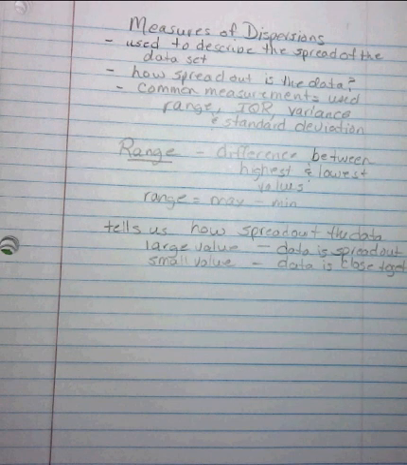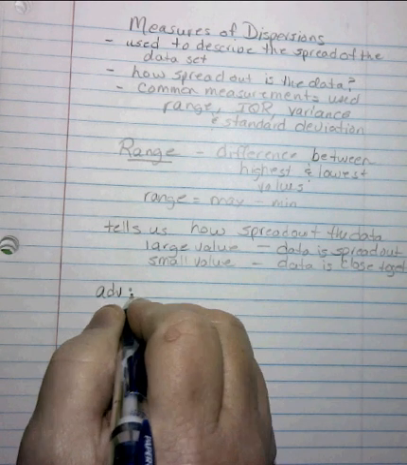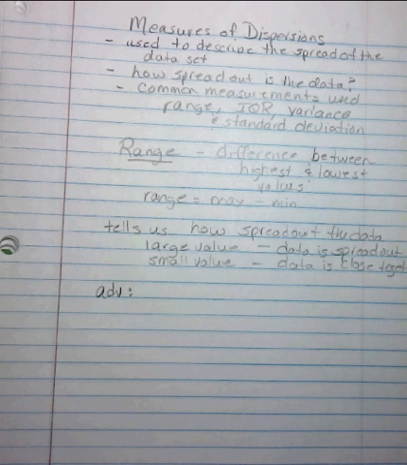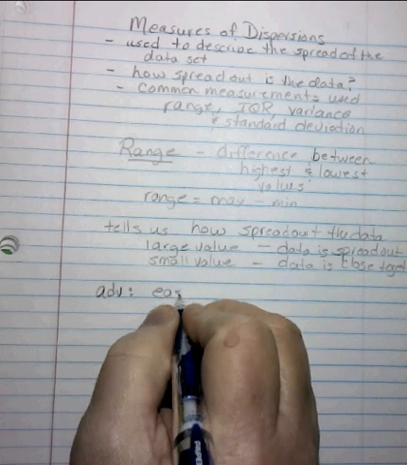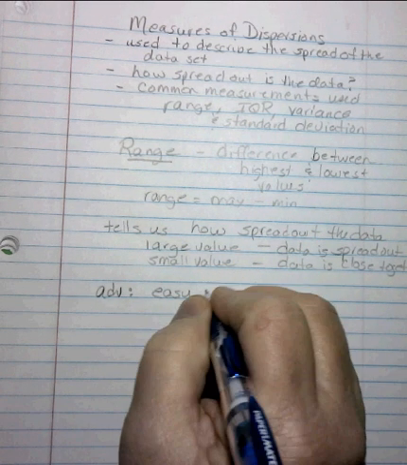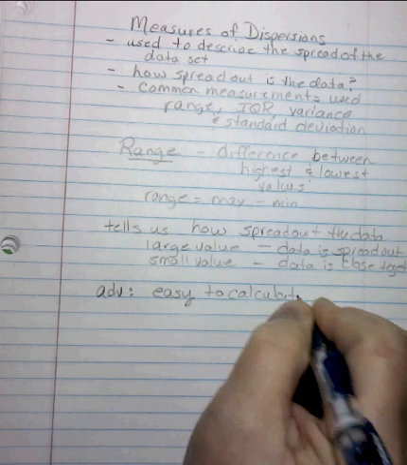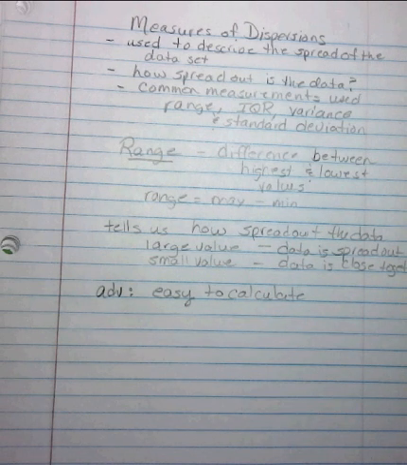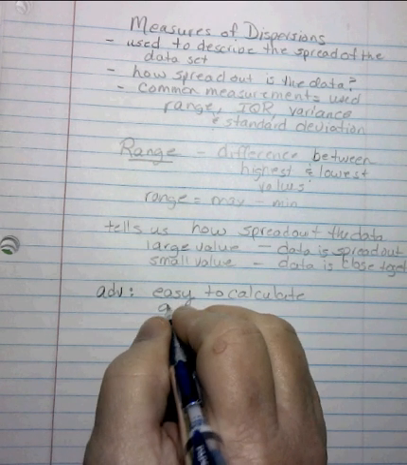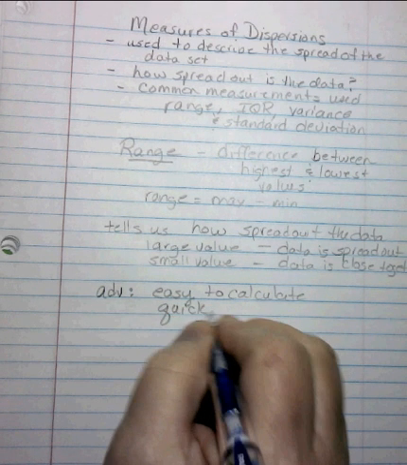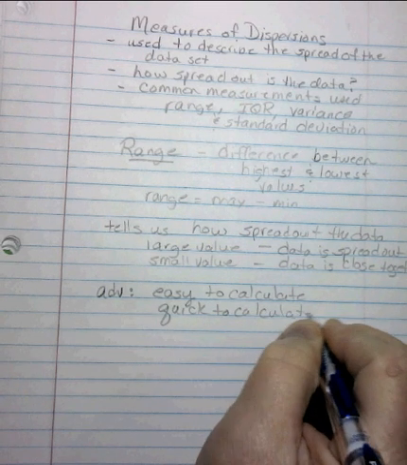Now, what are some advantages of using the range as a measurement as we look at data? Of course, one of the advantages is that it is super easy to calculate, very quick. It's easy to pick out the largest value. It's easy to pick out the smallest value. Another advantage is not only that it's easy, but it's very quick to calculate. It doesn't take long at all to calculate the range.